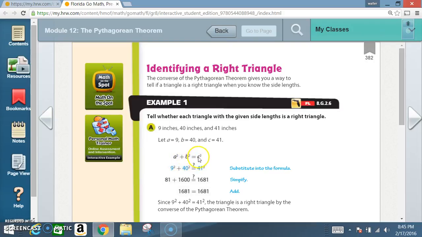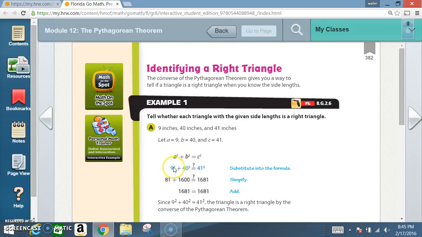All right, now, the first value we're going to put in is the C value. That's the hypotenuse. That's always the biggest side. And what's the biggest side? 41. So in place of C squared, I'm going to put down 41 squared. Now the A and B, doesn't matter where I put them. So 9 squared plus 40 squared.